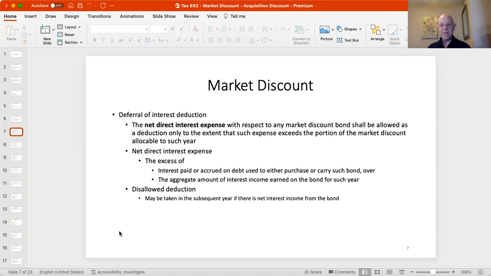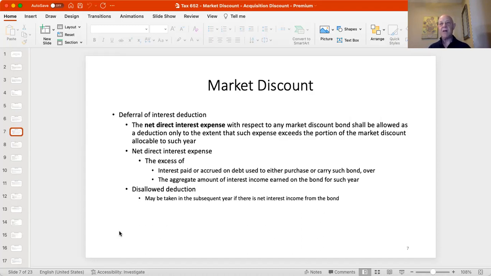Then we talked about the deferral of interest deductions. And again, you look at the net direct interest expense. And that's only going to be allowed to the extent that such expense exceeds the portion of the market discount allocable to such year. But what does net direct interest expense mean? What it means is that you take your interest paid or accrued on the debt over the aggregate amount of interest income. So that's why the first thing we do is we say, how much interest expense did we incur?